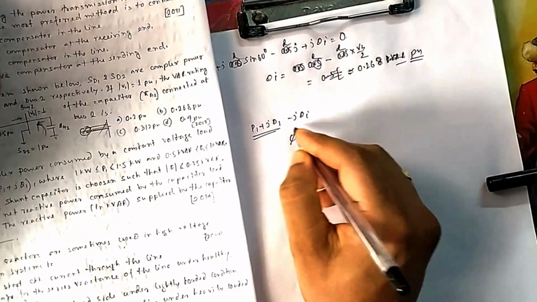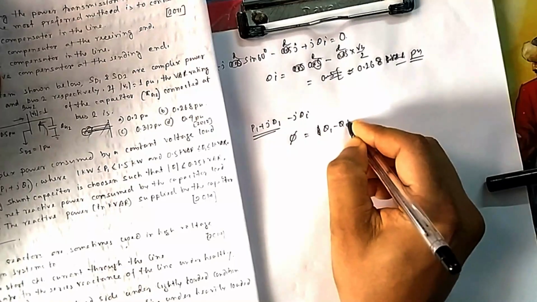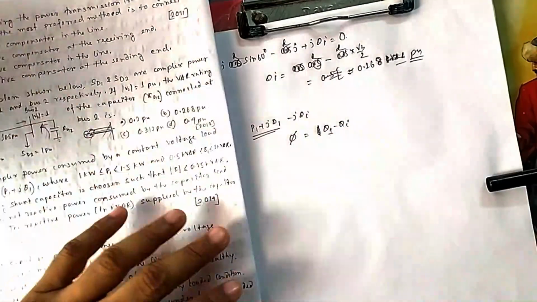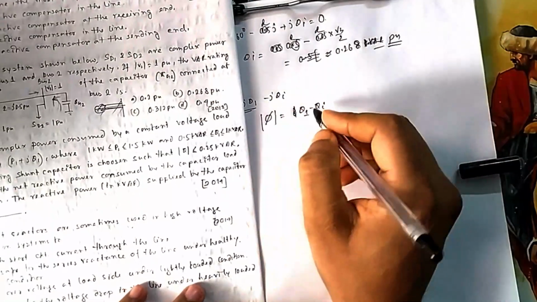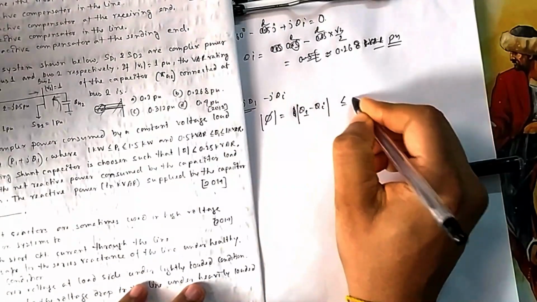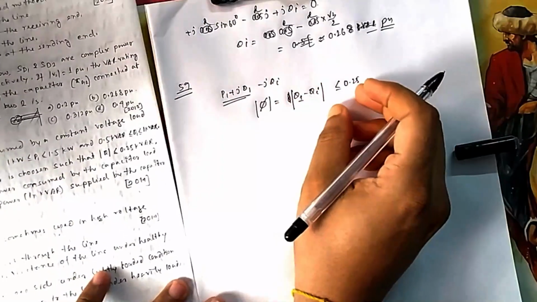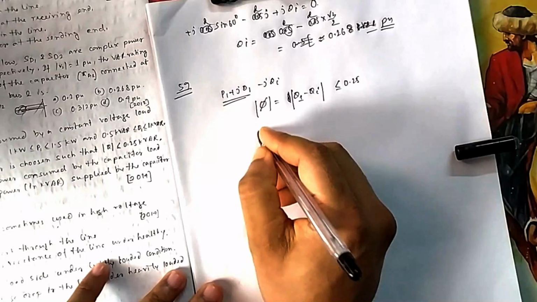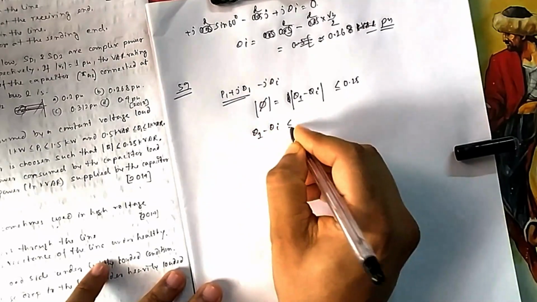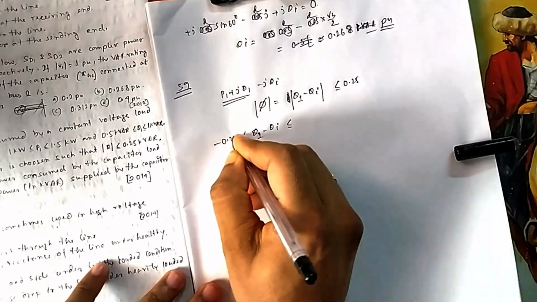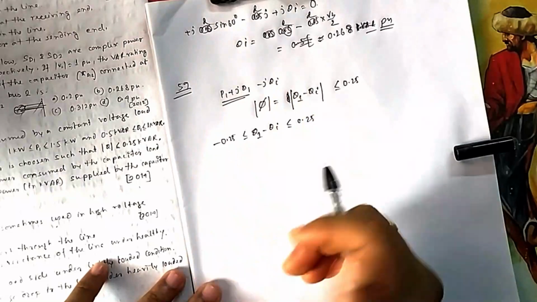Q is nothing but Q1 minus Qi. Q1 is the load and Qi is the capacitor that is injecting. They have given that the mod of this should be less than 0.25. What is the meaning of this? That means the magnitude only should be less than this. So you can write Q1 minus Qi should be between minus 0.25 and plus 0.25, because if it is in between, then when you take the mod, it will be less than 0.25.